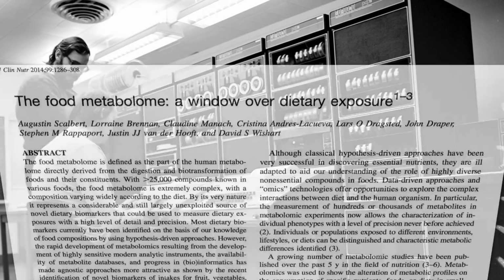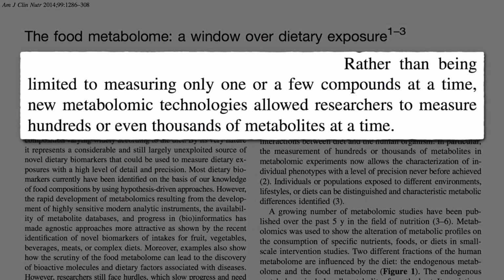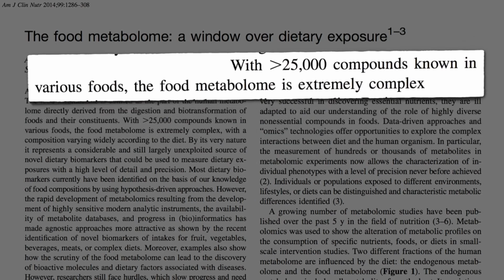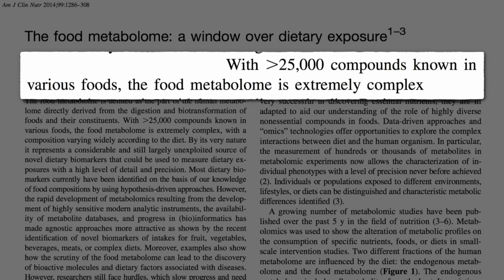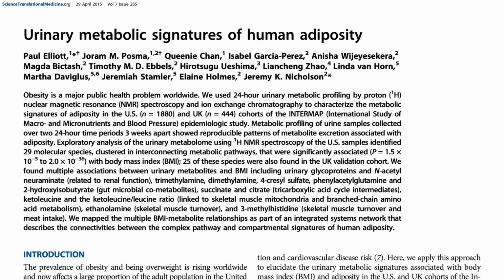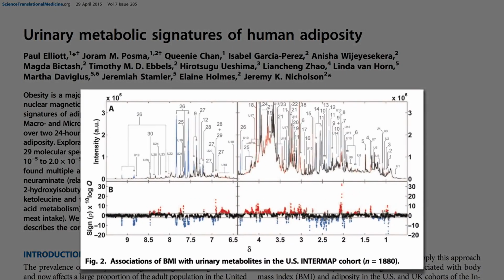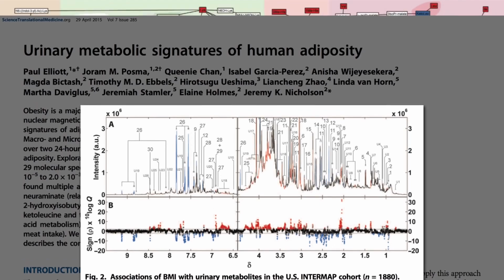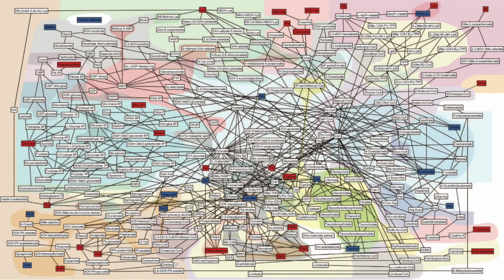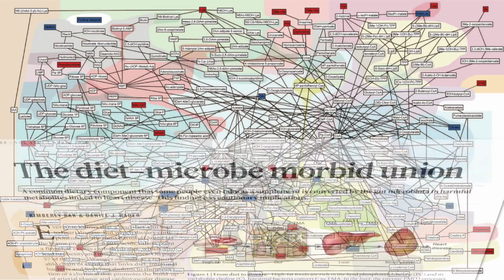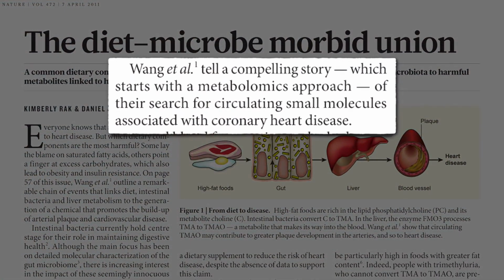New technologies have allowed researchers to measure hundreds or even thousands of metabolites at a time, which is good, since more than 25,000 compounds may be entering our body through our diet alone. The data comes out looking like this, which computers can turn into maps that allow researchers to try to piece together connections. Metabolomics is where the story of TMAO started.